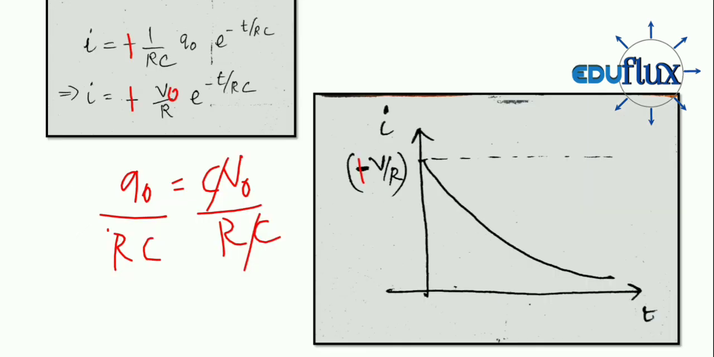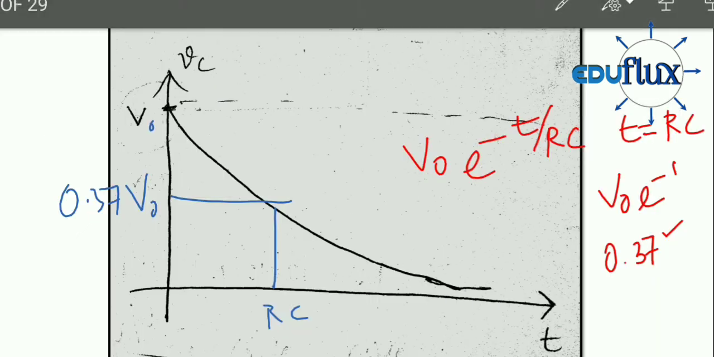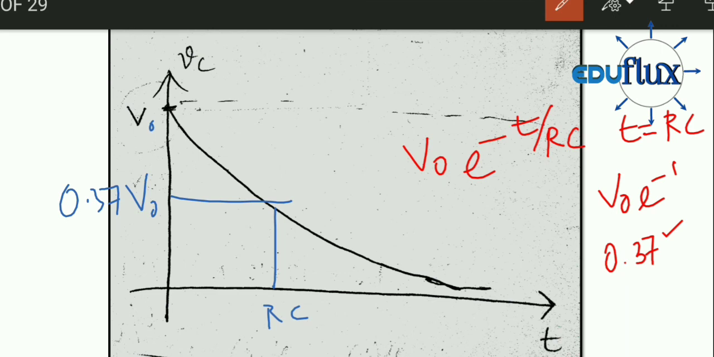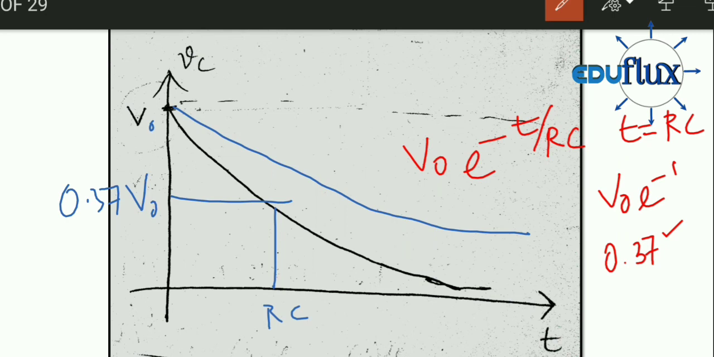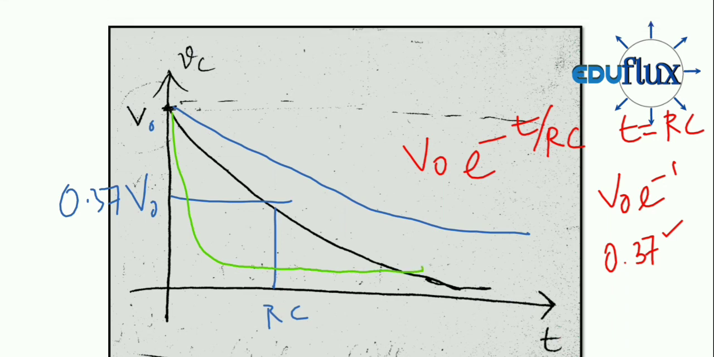Here also we can conclude the same thing. If the time constant is larger, it will take very large time to decay. If RC is very less, then it will decay faster. So that's all for today.